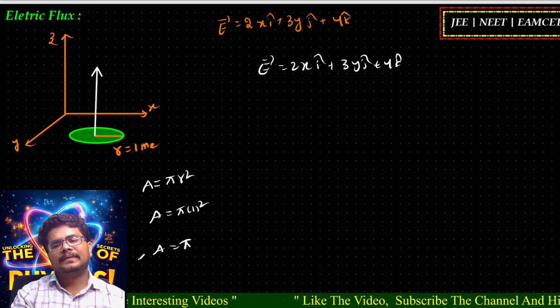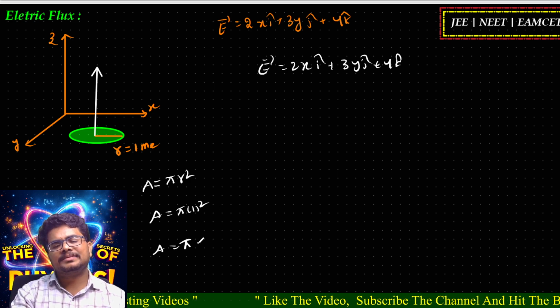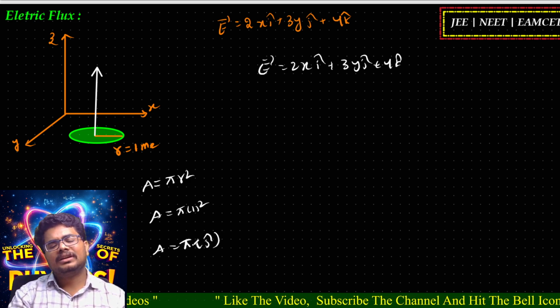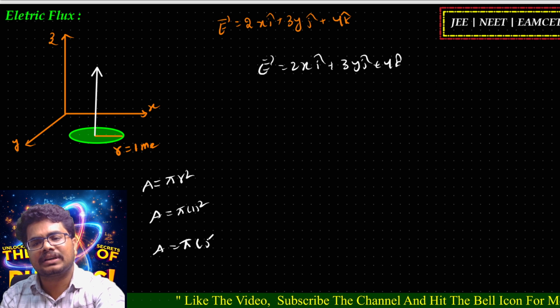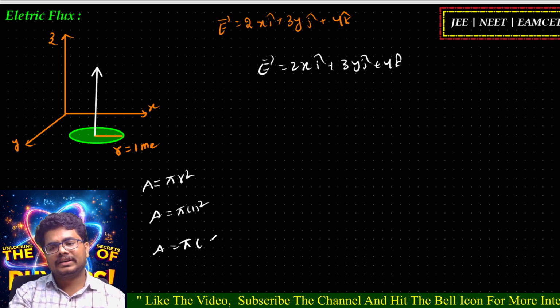1 means pi. Pi, which direction? Along the z direction. Z direction means what will you get? Plus j cap, I will get it wrong, sir. That is z direction, so we should write plus k cap, sir. Yes, very good. First you learn how to avoid the mistakes, sir.